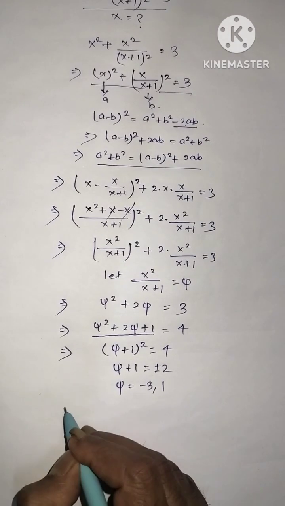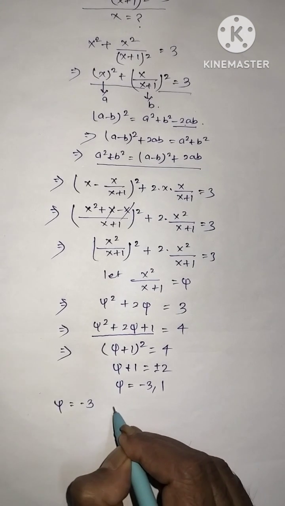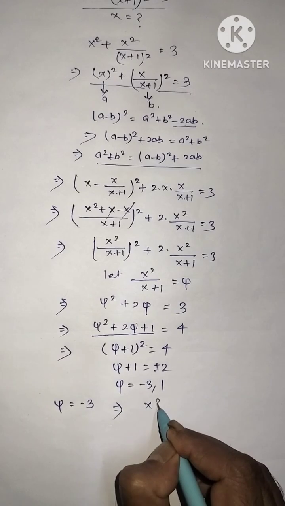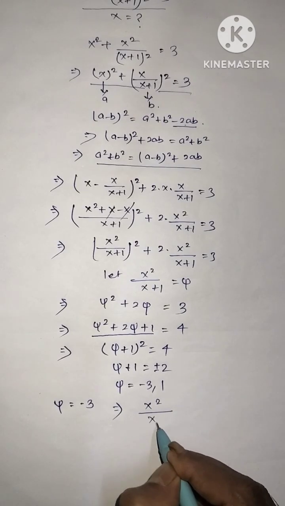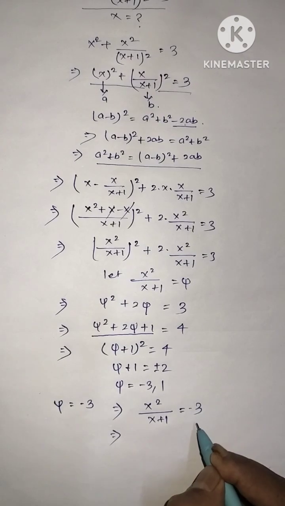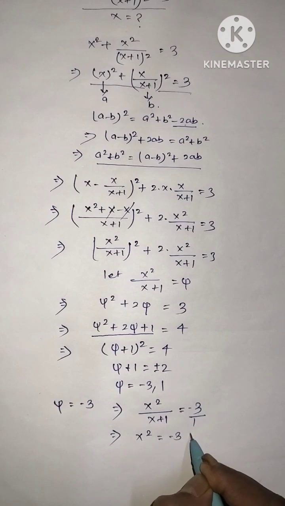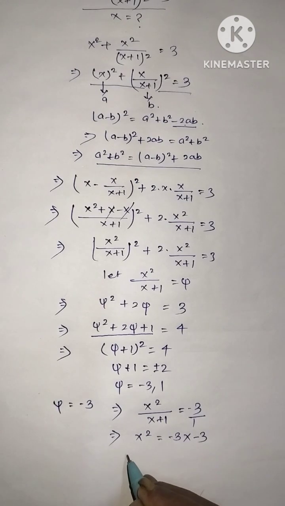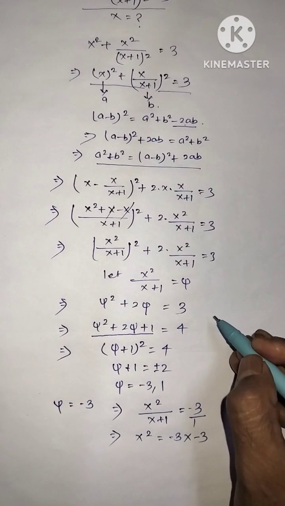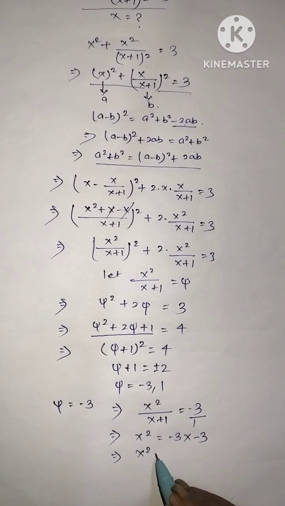Here I will consider the first case when psi will be equal to minus 3, and psi is what? This is x raised to power 2 over x plus 1 equal to minus 3. I will cross multiply here, so we'll get x raised to power 2 equal to minus 3 times x minus 3, and here I will make a quadratic equation. This will be x raised to power 2 plus 3 times x plus 3 equal to 0.